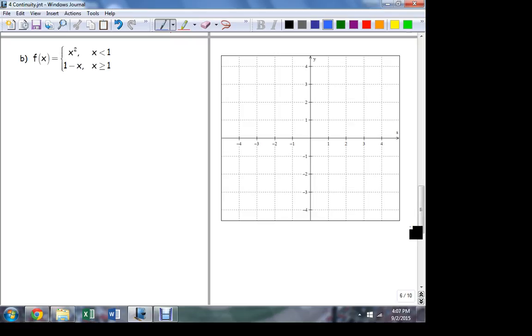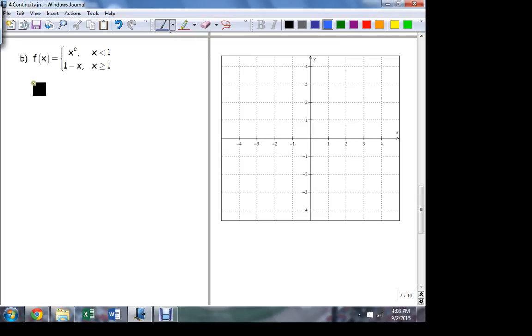Separately, these are both polynomials. So x squared is a polynomial function, so it's continuous everywhere. 1 minus x is a polynomial function, so it's continuous everywhere. If there is a problem here, it has to be at 1. Right? So, right away, that's all I've got to test. What I need to test now is the limit of this function as x approaches 1.